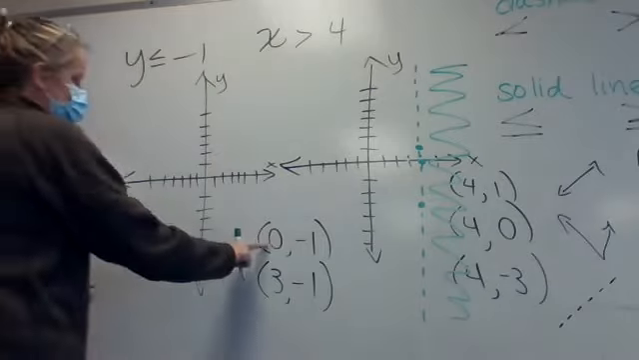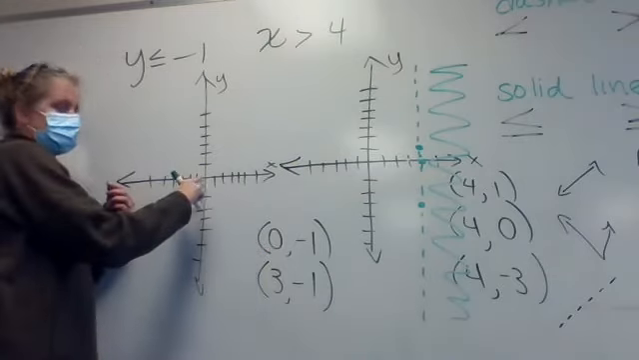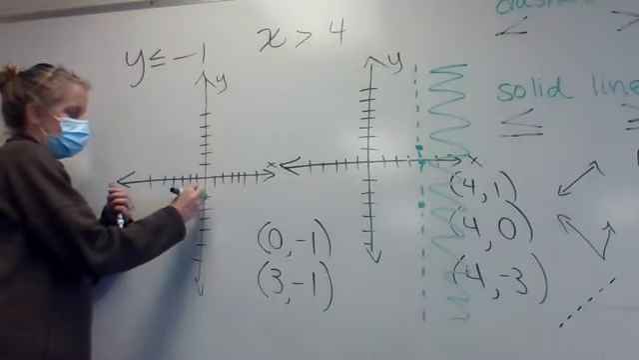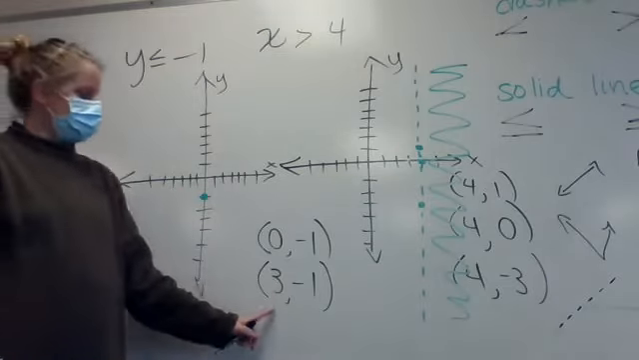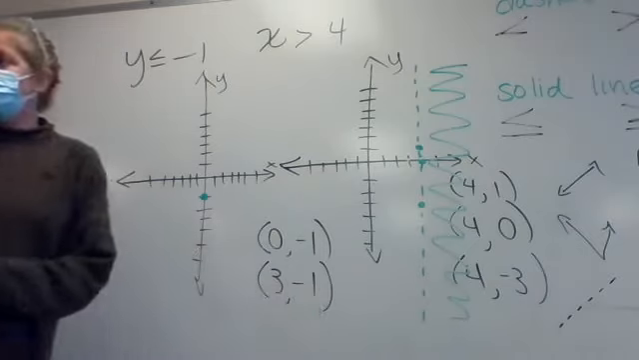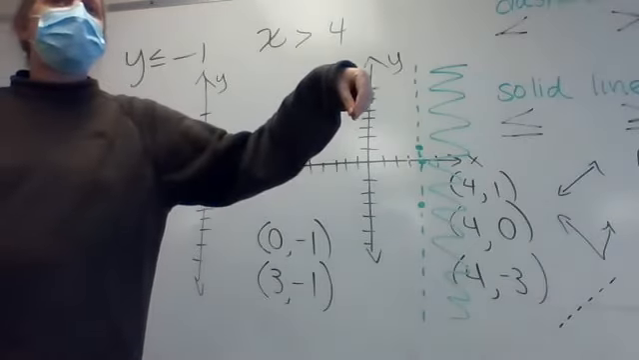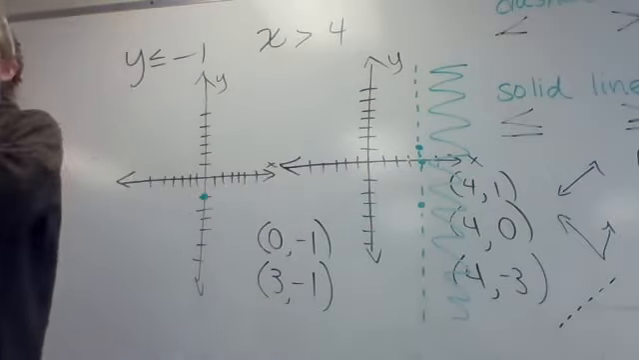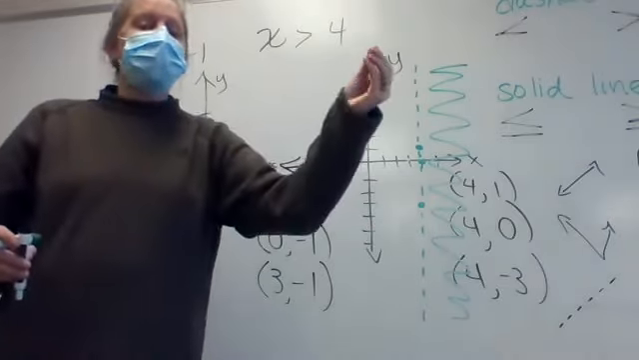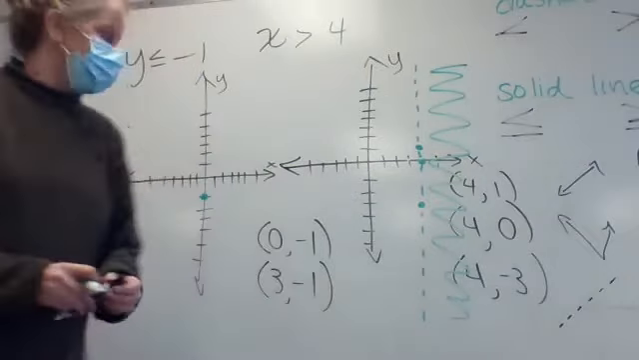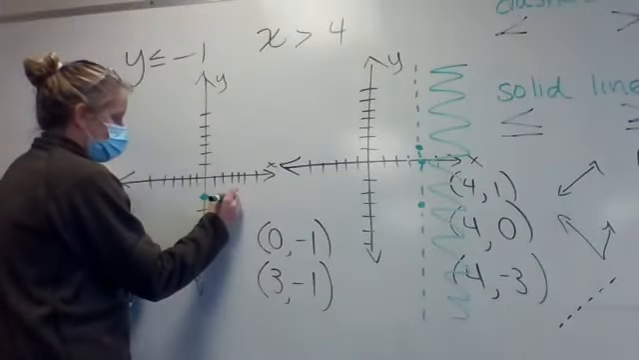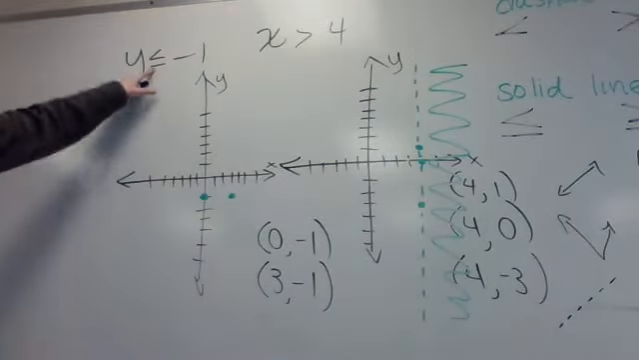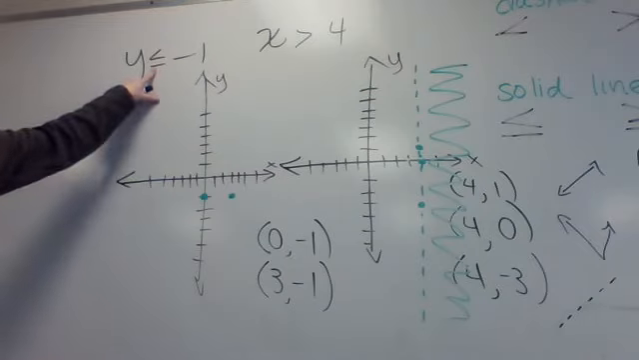So let's see, this one, 0, -1 means left and right 0, but down 1. This one, 3, -1, which means to go to the right 3 and again down 1. If your y is -1, it doesn't matter how far left or right you go, but you have to go down 1. So that is going to make kind of the opposite of vertical, a horizontal line. And this one is solid.